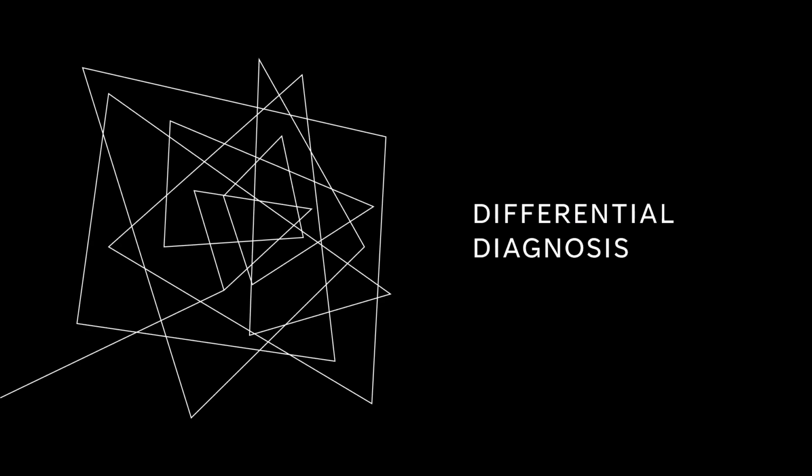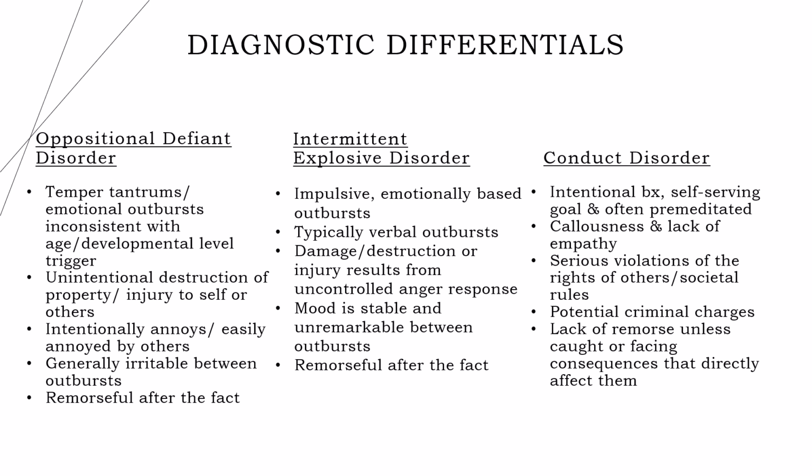Let's look at these differential diagnoses. Now, you've seen this before. I gave this to you in 541. And this is just how you can differentiate between these three disorders more quickly. Something to point out is that with oppositional defiant disorder, and I've kind of already said this, the consequences or seriousness of the damage or injury that was done, they didn't realize that it was that serious. With intermittent explosive disorder, if we've got damage or injury occurring, one, it's impulsive, and two, the seriousness wasn't necessarily realized until after the fact.